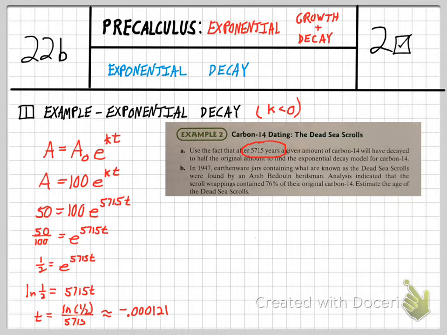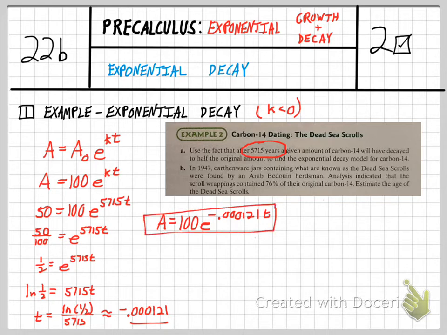I would expect that. It's also a very small number, which also is not that surprising because it's decaying very slowly. Remember, this number represents your growth rate, so that's a very, very small growth rate. Alright, so let's look at our model now. So I have a final version. I have 100% of my substance times e to the negative 0.000121 t. T is something I can use to figure out, in this case, the age of any substance that I was interested in, right? So you may have heard of the Dead Sea Scrolls.